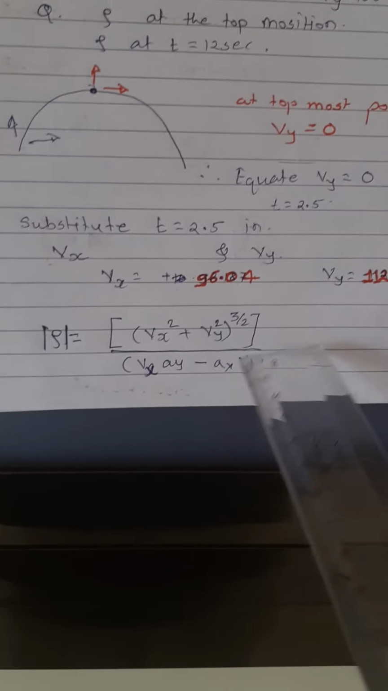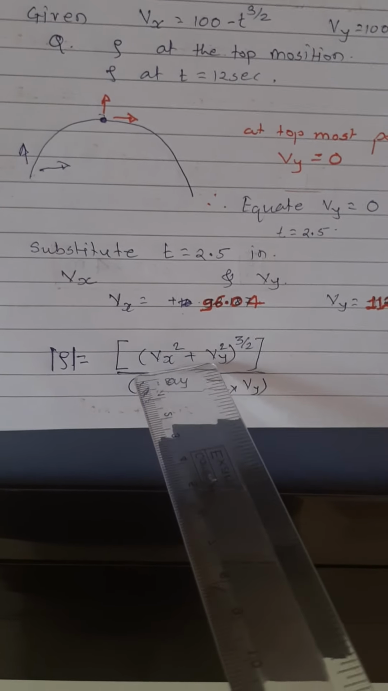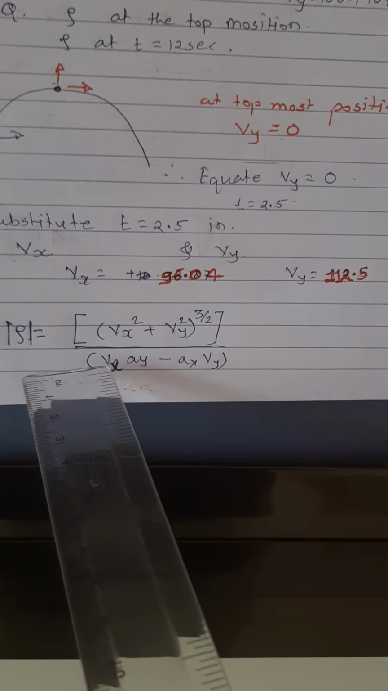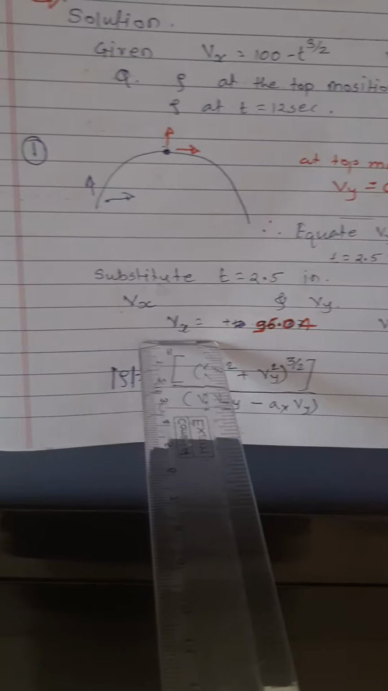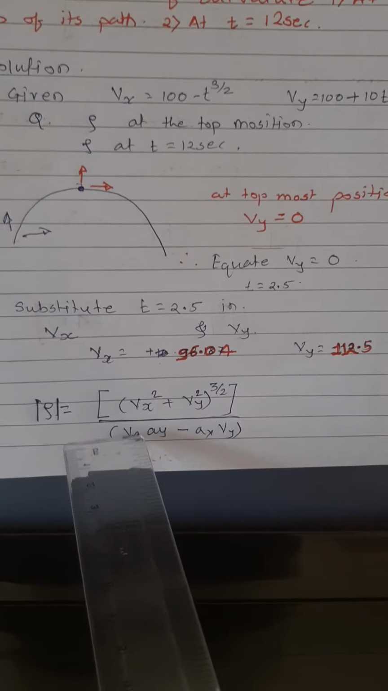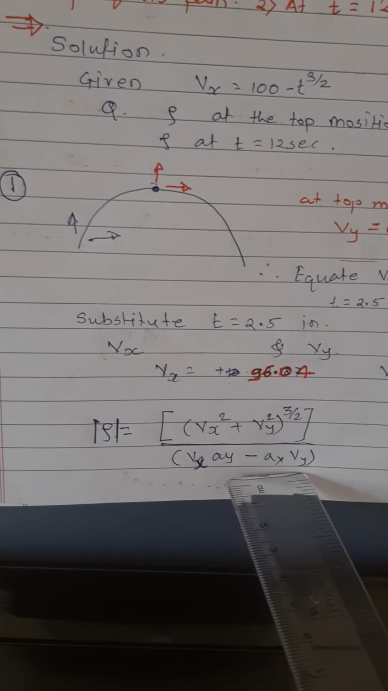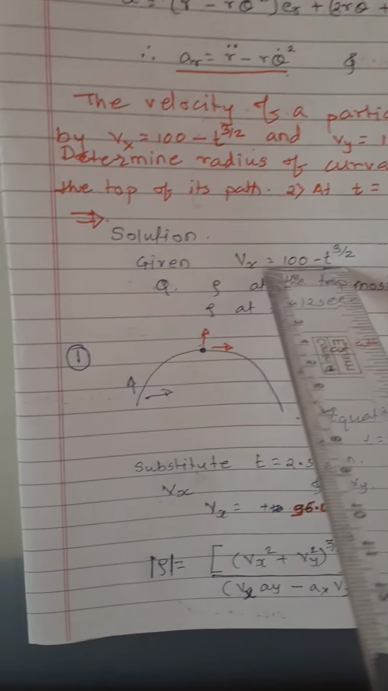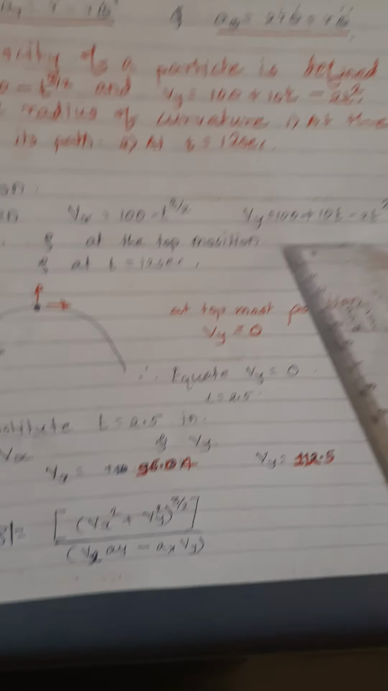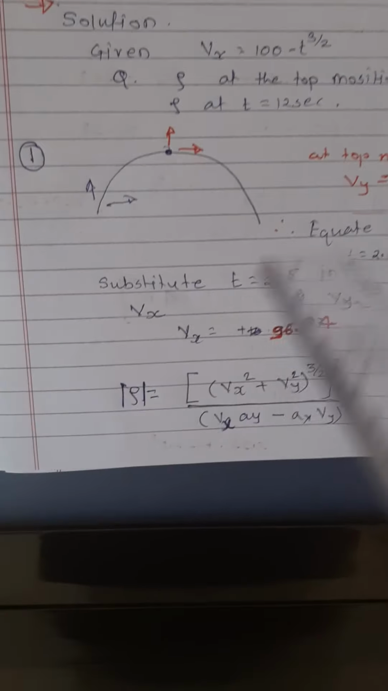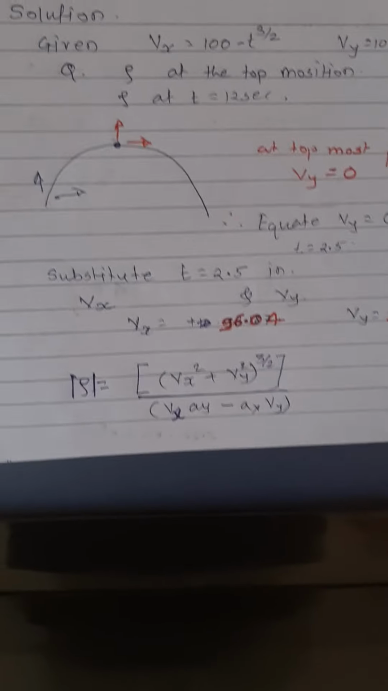Therefore, we know the formula: rho equals Vx square plus Vy square whole raised to 3 by 2, divided by Vx Ay minus Ax Vy. We have obtained Vx and Vy. Now we have to find Ay and Ax. To find them, we will differentiate these equations, and then substitute t equal to 2.5 in the equations for Ay and Ax.